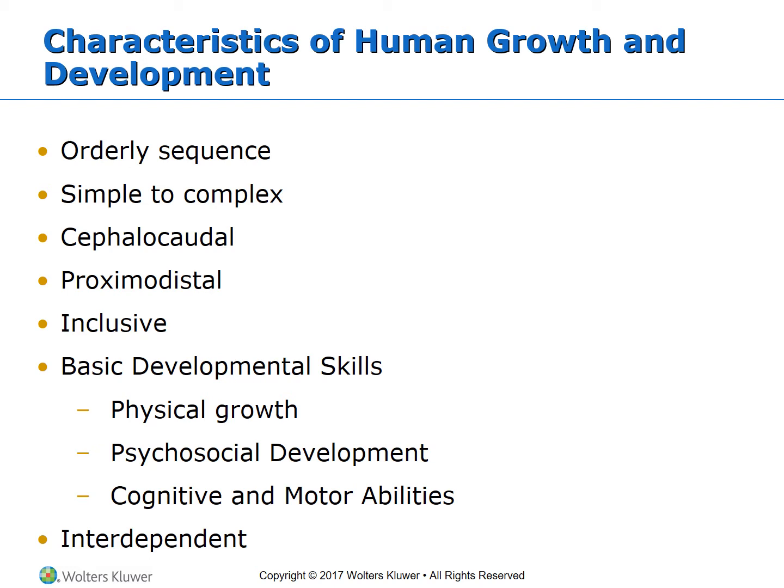Basic developmental skills. Physical growth is a change in the body size and structure. Psychosocial development is the ability to interact with others and to form relationships, to cooperate, and to respond to the feelings of others. Cognitive and motor abilities includes cognitive, language, gross motor, and fine motor.